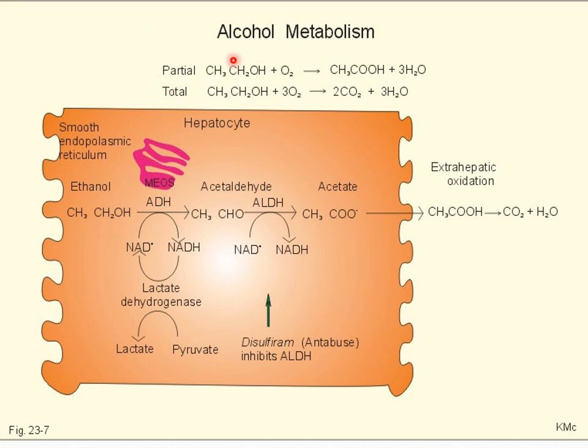Normally, in alcohol metabolism, when total metabolism occurs, there is a formation of CO2 and H2O. But when an excess amount of alcohol is taken, partial metabolism occurs and there is an accumulation of acetic acid. This ethanol changes to acetaldehyde, then acetaldehyde changes to acetic acid with the oxidation of this acetaldehyde, and this acetic acid is changed to CO2 and H2O. But here it will not change properly to CO2 and H2O. There is an accumulation of acetaldehyde inside the hepatocytes and it causes hepatic injury.